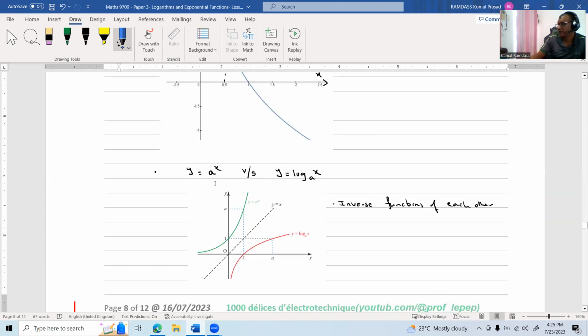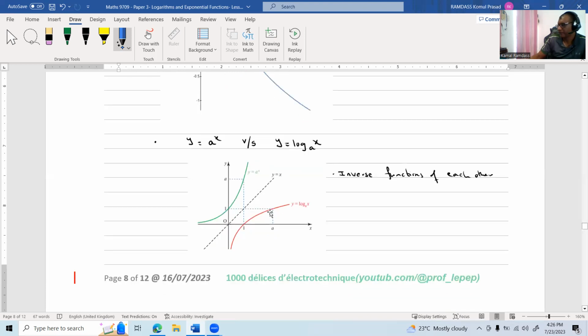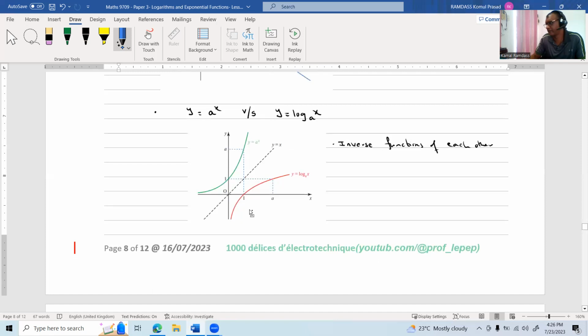Bon, y is equal to a to the power of x versus y is equal to log a x. Et nous trouvons que they are inverse functions of each other as they are reflections of each other in the line y is equal to x. OK? Voilà.